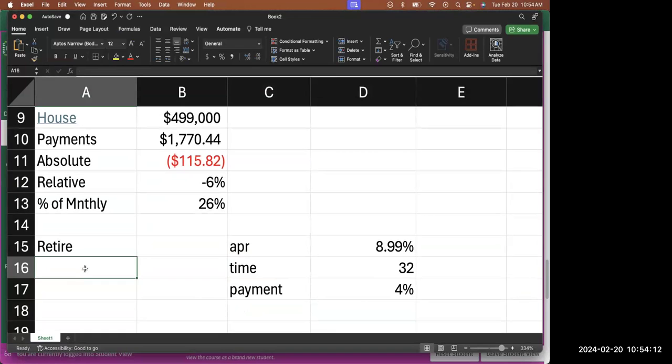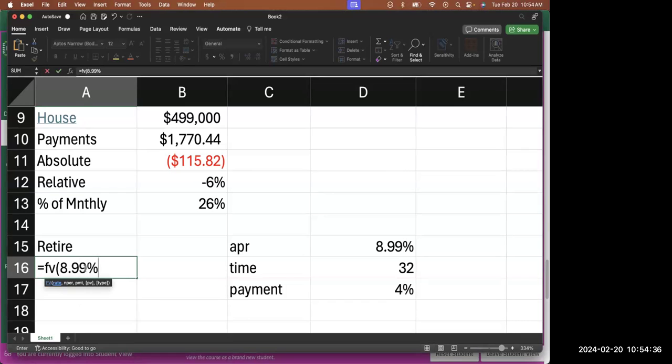Well, I can do this all in one step for this person because for the math professor, I already have their monthly income. I have the APR, I have the time, and I have the payment. Okay, so I should be good to go. All right, so let's do it. Which function am I going to use for a retirement account? FV. There it is. All right.